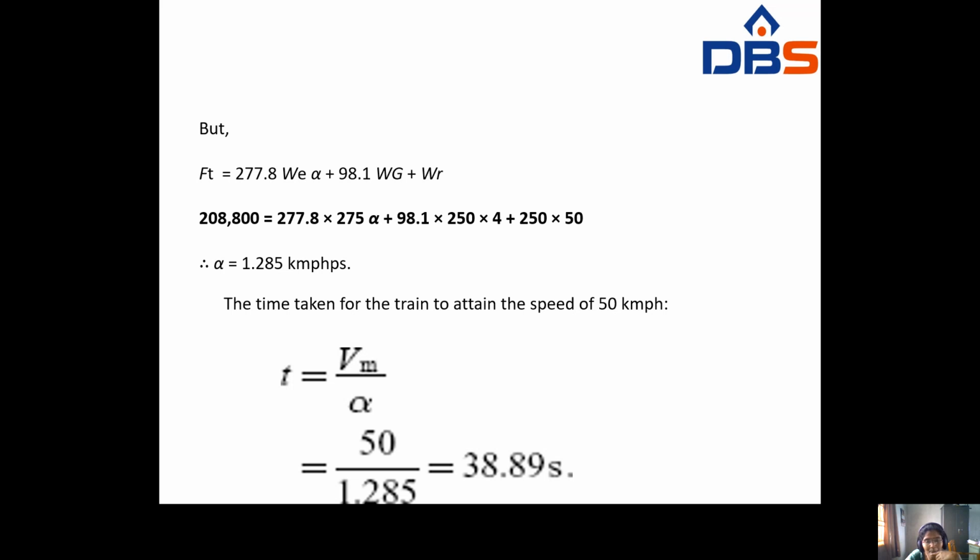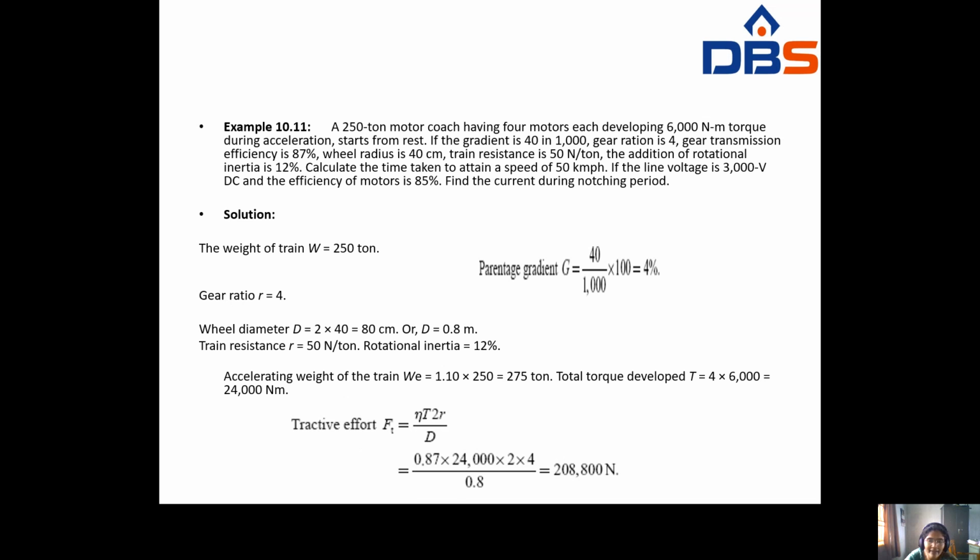So here is the time taken for the train to attain the speed of 50 kilometers. In this problem you have to find out the time taken for the train to attain the speed of 50 kilometers per hour. At that time you have to write T equal to Vm by alpha. Vm value will be 50. Alpha value will be 1.285 kilometer per hour per second. By solving this equation, finally you can get the time period, T equal to 38.89 seconds. Okay, so this is the time taken to attain the maximum speed of 50 kilometers per hour.